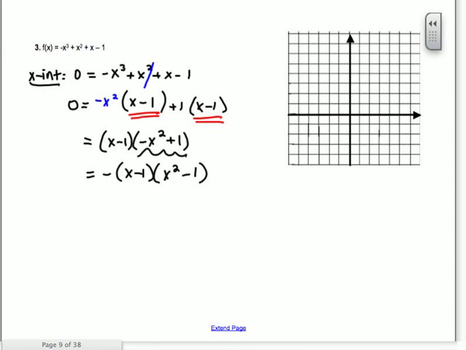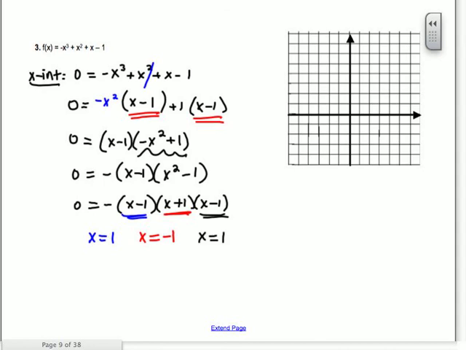So I have negative x minus 1 times x squared minus 1, which is the difference of two squares, so it factors. So I get x plus 1 times x minus 1. So if I set each piece equal to 0, what about this negative? Does that matter? 0 equals -1? No, that doesn't give you any solution. So if I had 0 equals x minus 1, if I solve that, I get x equals 1. If I had 0 equals x plus 1, I solve it and get x equals -1. And the last one, I get x equals 1.